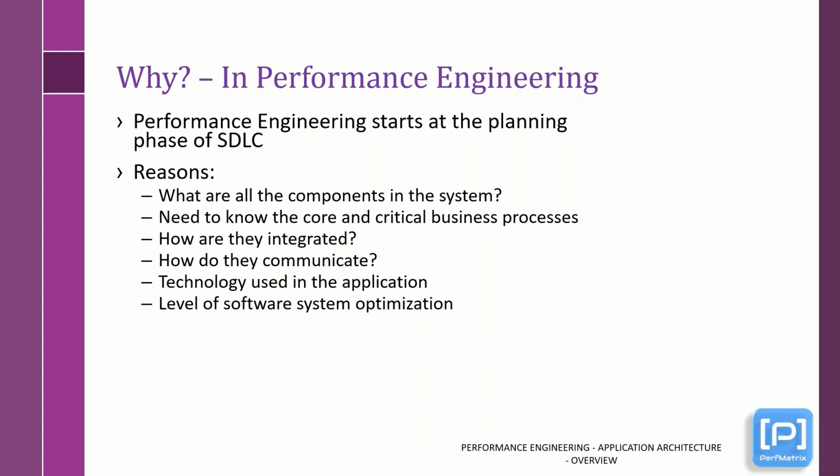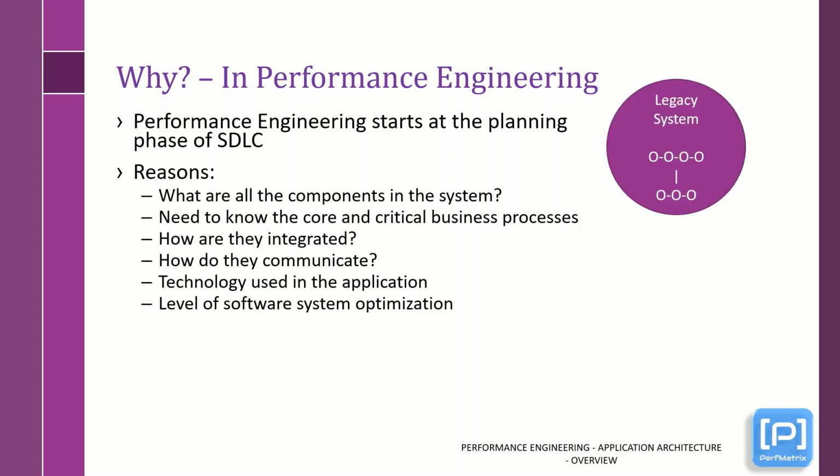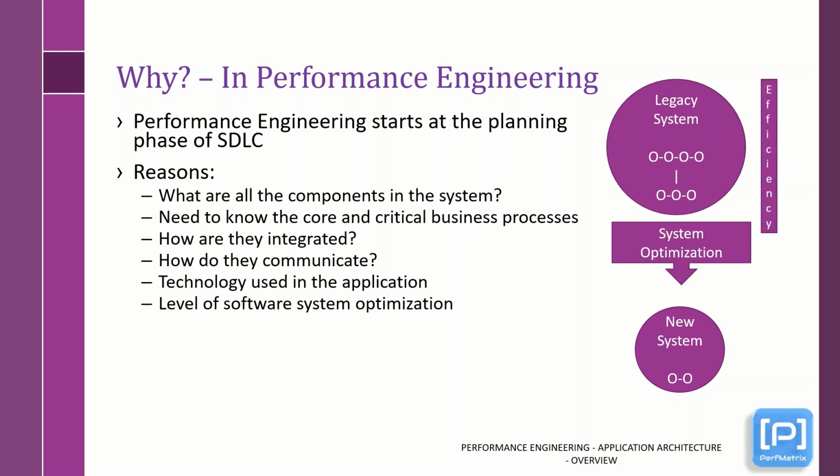Next is level of software system optimization. This point is more oriented towards giving inputs by a performance engineer on architecture rather than taking the knowledge of it. A performance engineer expert, or you can also call a performance architect, works to optimize the system without impacting its efficiency and desired output.